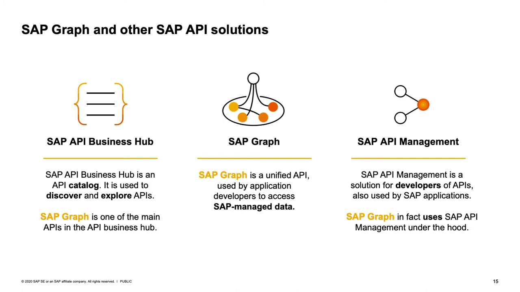API Business Hub is the API catalog. It's the central catalog of all the APIs for SAP. So you can go in as a developer, or as a customer, and discover SAP's APIs and explore these APIs. And it will continue to be the same. Graph as a product API will also be listed in API Business Hub as an API. So Graph is not a separate API Business Hub, and it's not an evolution of API Business Hub. Rather, SAP Graph is a unified API that provides access to SAP managed data in the ODM semantics. And so it will be listed as an API in the API Business Hub.